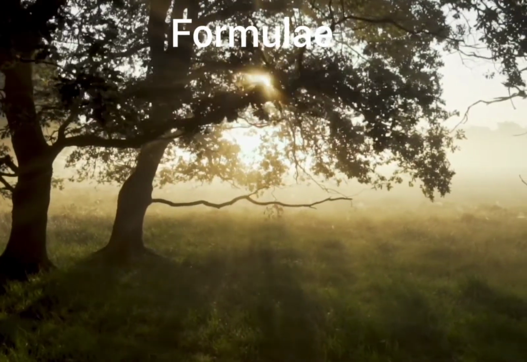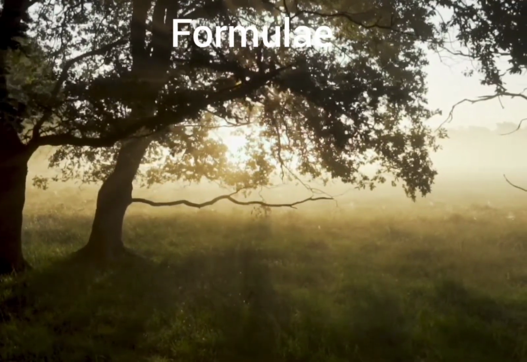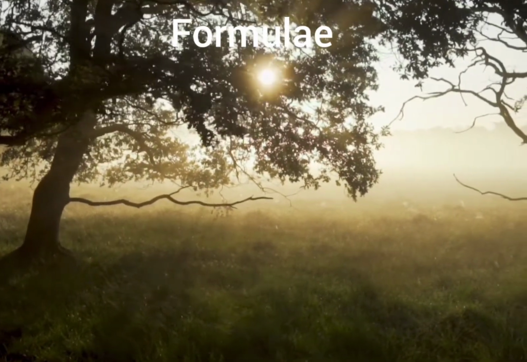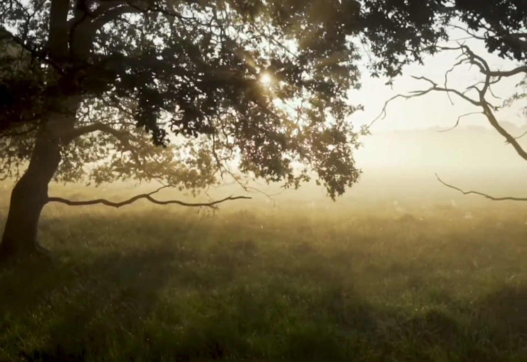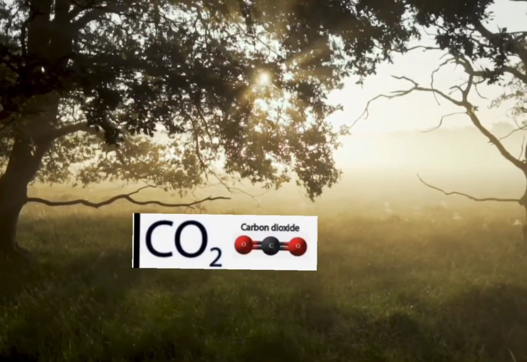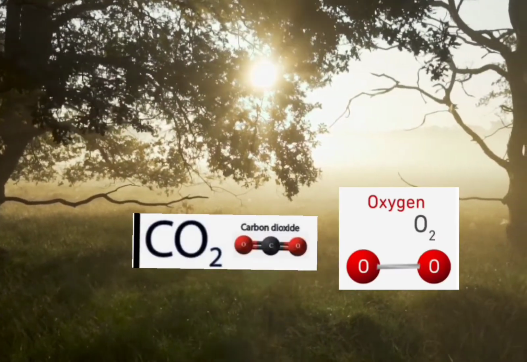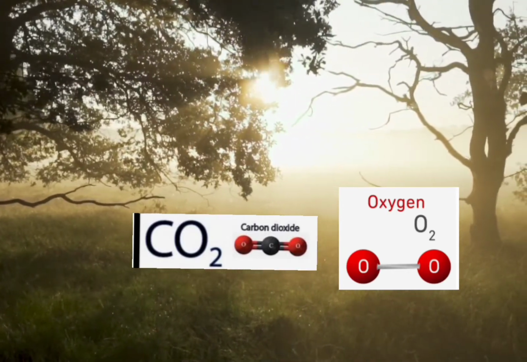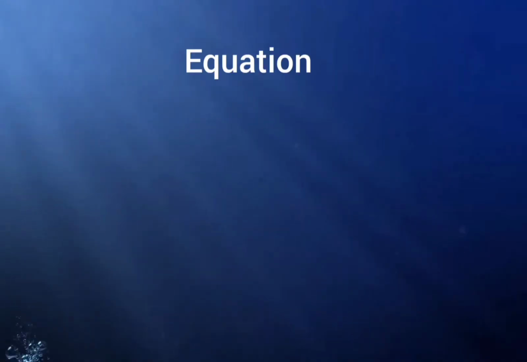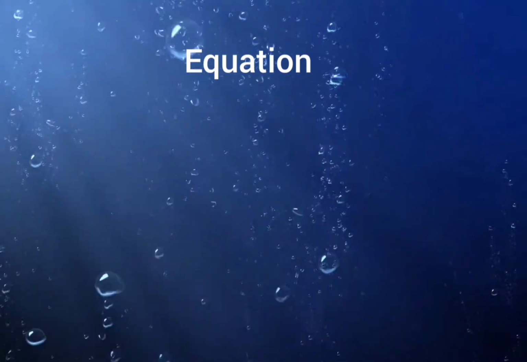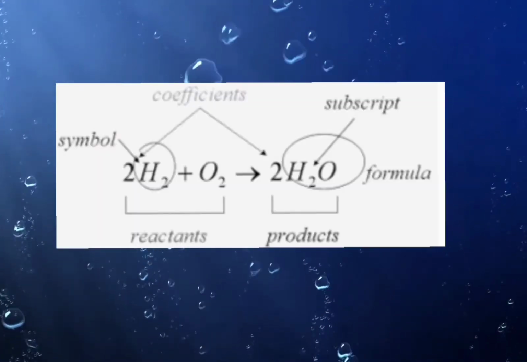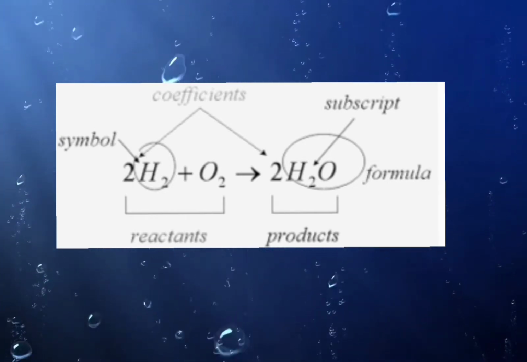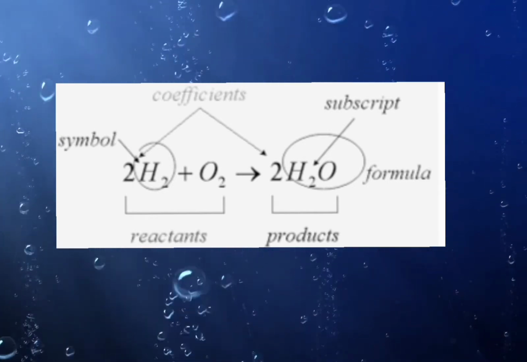Or you can say the molecular formula of a compound is the formula that shows the actual number of atoms of different elements present in one molecule of a compound in the form of their symbols, such as carbon dioxide, oxygen. And now what is an equation? A chemical equation is the symbolic representation of a chemical reaction in the form of symbols and formulae.